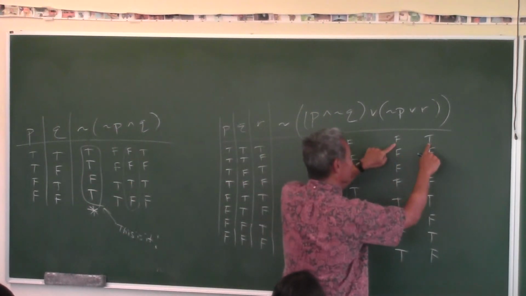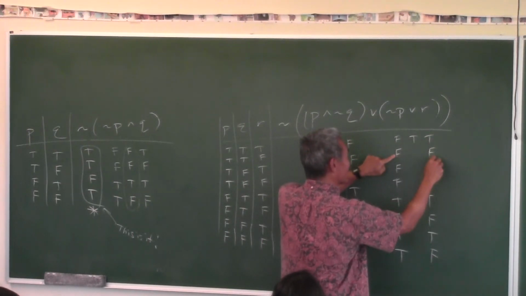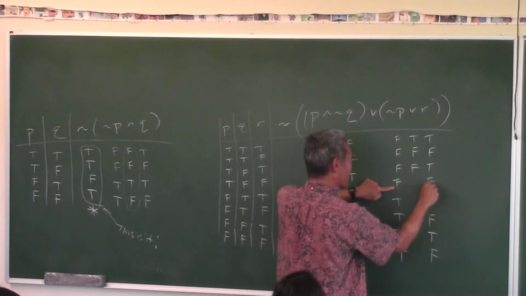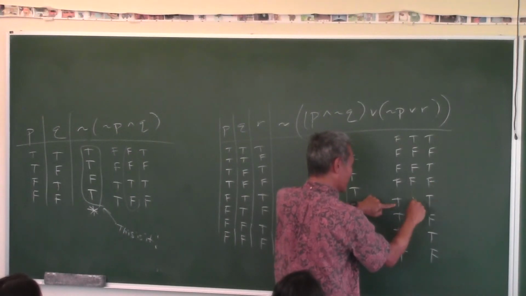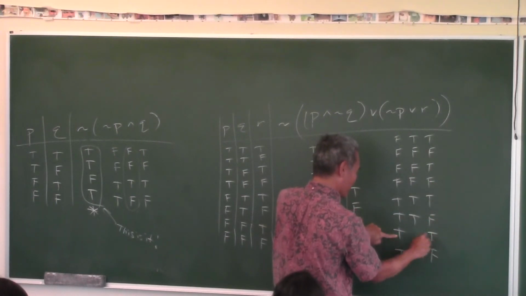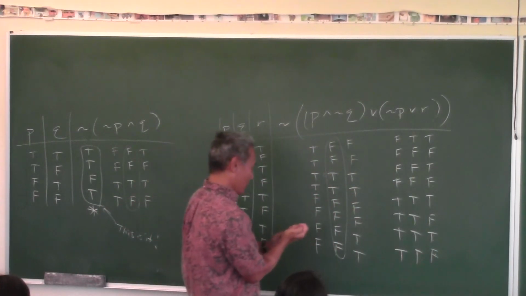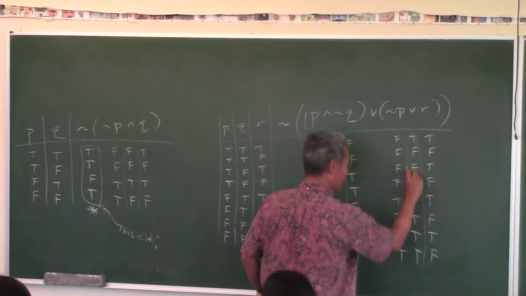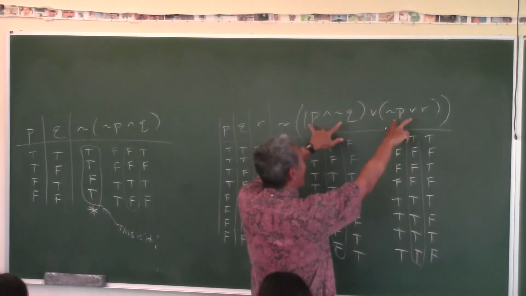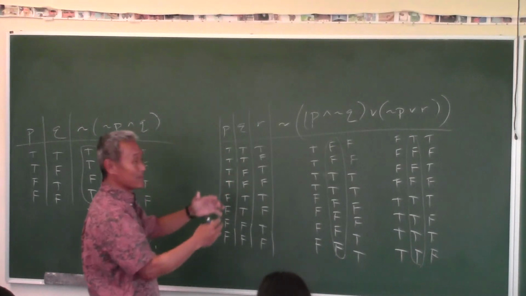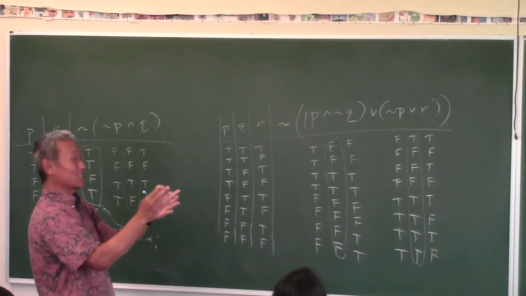Is at least one of them true? Yes. Is at least one of them true? No. Is at least one of them true? No. Is at least one of them true? Yes. This column represents that, but then now I gotta connect these two with OR. When is the OR statement true? When at least one of them is true.